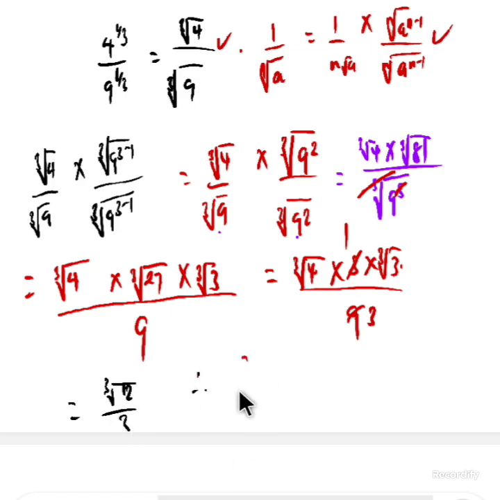Therefore, 2 over 3 to the power of 2 over 3 will surely give us cube root of 12 over 3. So that is the answer to the problem.